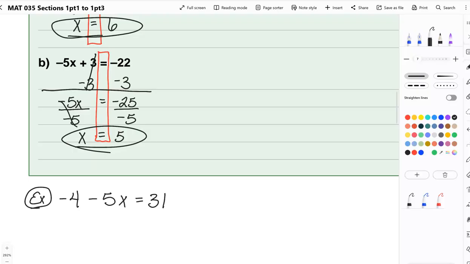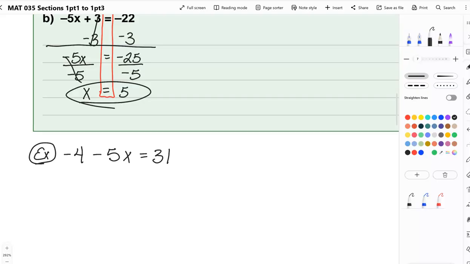So let's do another one. In the other examples, that term with the variable was first. Let's do a couple where the term with the variable is actually second. So I've got negative 4 minus 5x equals 31. It's going to work the same way. So I'm going to start by drawing my wall.